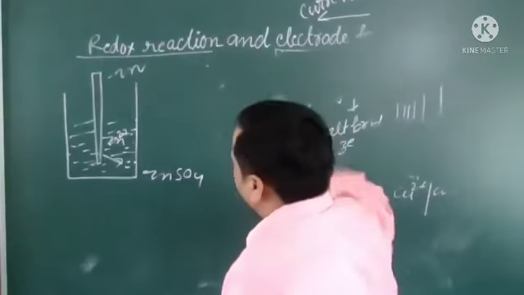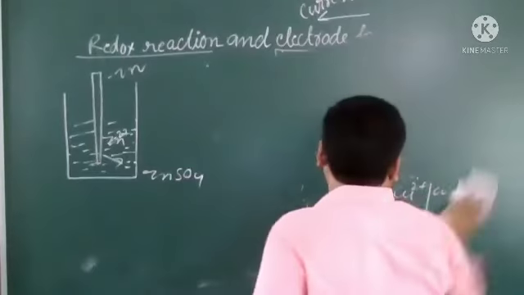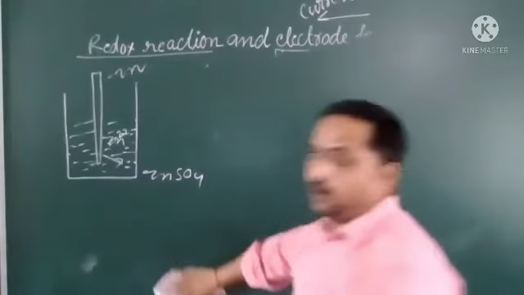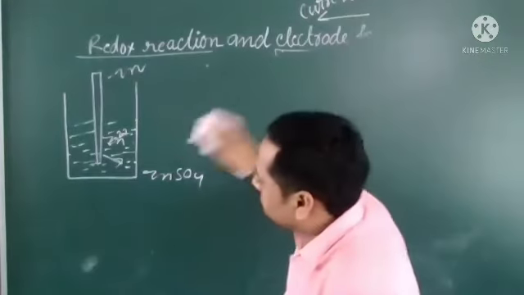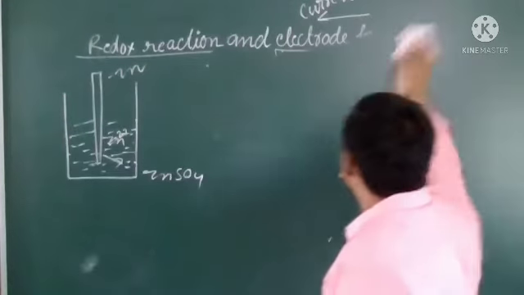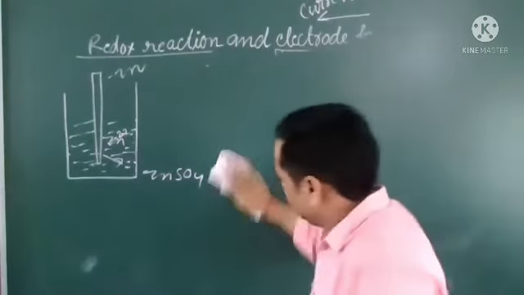So we were discussing electrode potential. What is the definition of electrode potential? When a metal rod is dipped in a salt solution, the potential developed between the electrode and the salt solution is known as electrode potential.